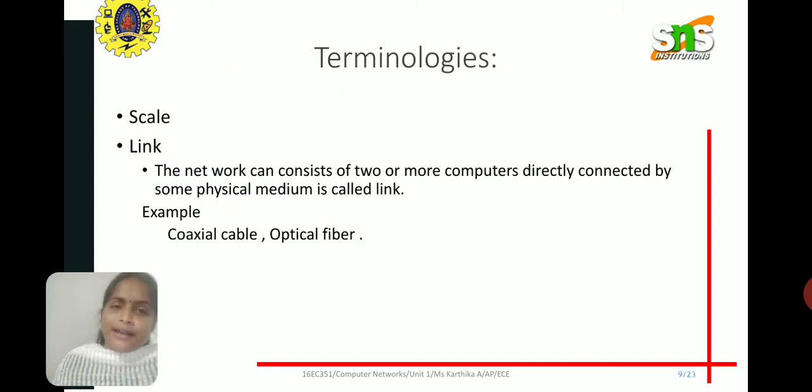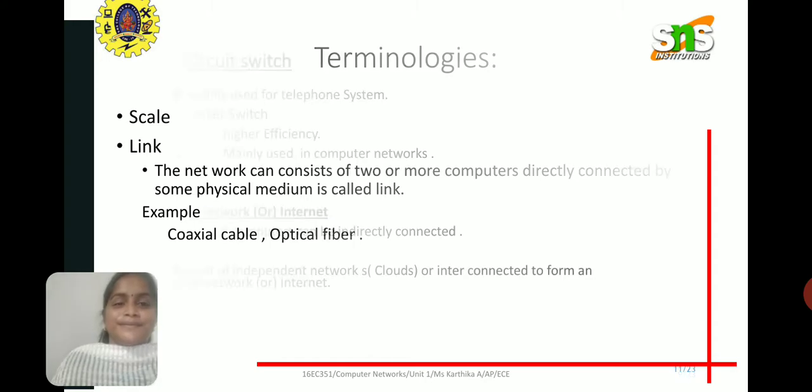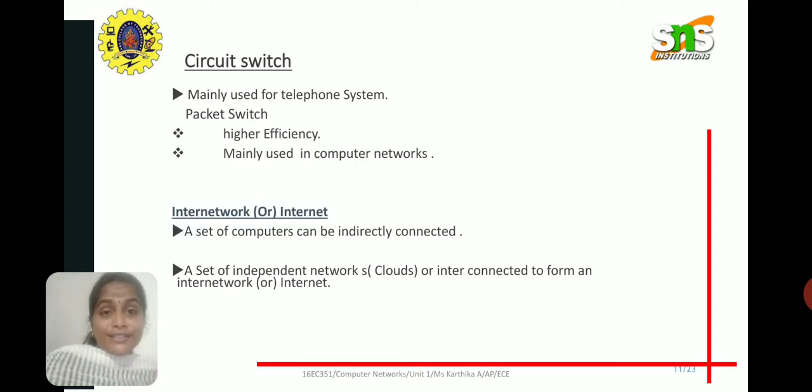What are the terminologies used in computer networks? In this, we have mainly a link. What is a link? For example, we have coaxial cable and optical fibers for wired connections, which are called links. In wireless, we don't have any wired link. The transmission is only through air media. In wired networks we use physical connectivity like coaxial cable and optical fibers, and in wireless we don't need any physical connectivity.